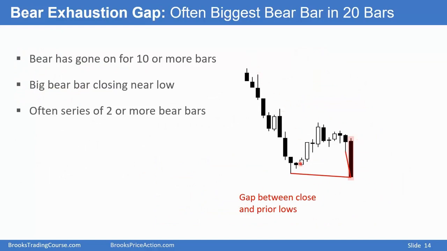We have a bear trend. It lasted 10 or more bars. And now we get a very big bear bar closing below this low. Therefore, this is a breakout point. And at this point, we have a gap between its close and that low, and a gap between this close and this low. As long as the market does not pull back above this low, this is still a breakout bar, and it potentially could lead to a couple legs down.